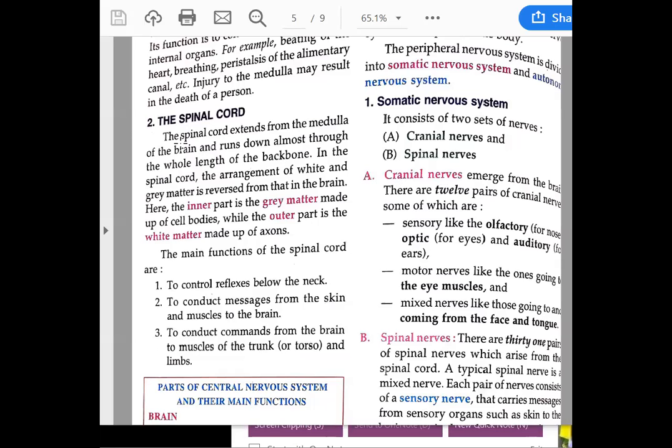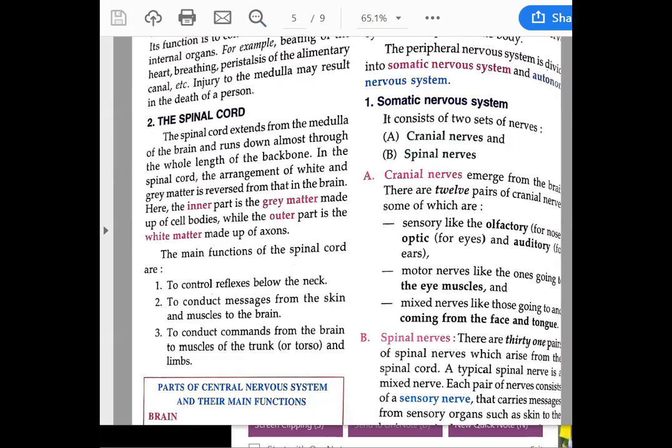So we were talking about the spinal cord. The spinal cord, as I was telling you, is just below the brain, and the last part of the brain which connects the brain to the spinal cord is the medulla oblongata. The next point, opposite to the brain, is that in the spinal cord the inner part is gray matter and the outer part is white matter.